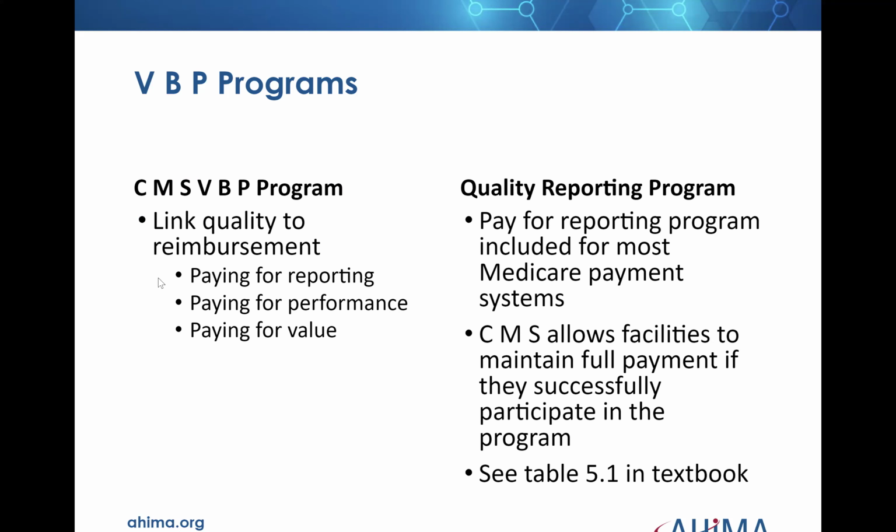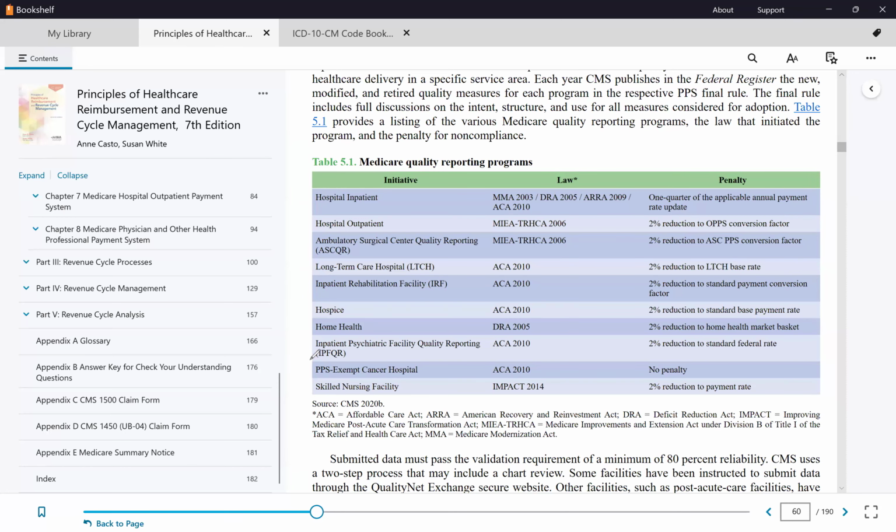In other words, you have to submit data to CMS and then you get payment. CMS allows facilities to maintain full payment if they successfully participate in the program. If they're not so successful, they will be financially penalized, and we'll take a look at that in Table 5.1 in your text. And you can see here's an example of it.